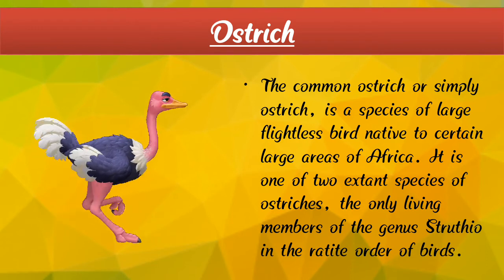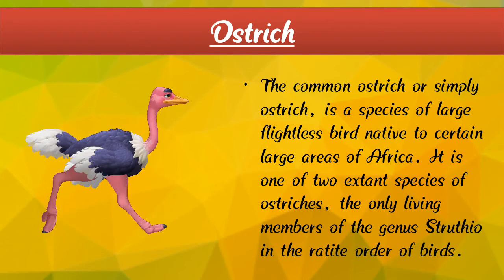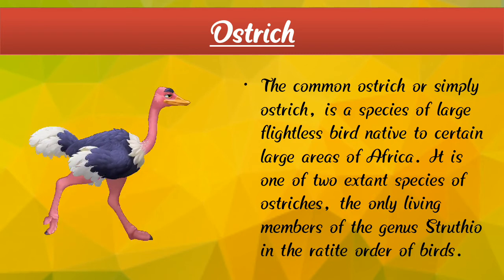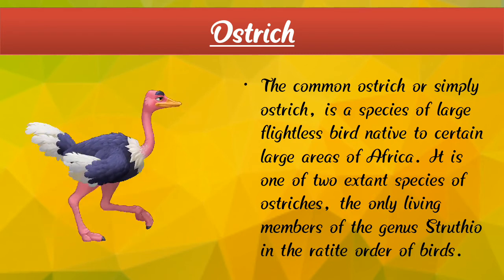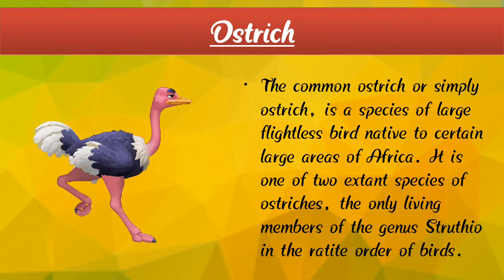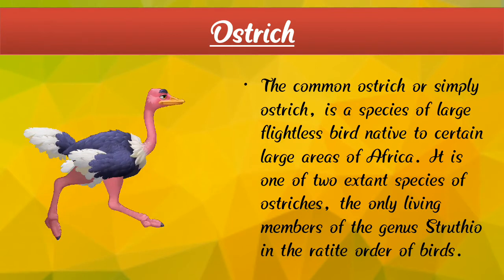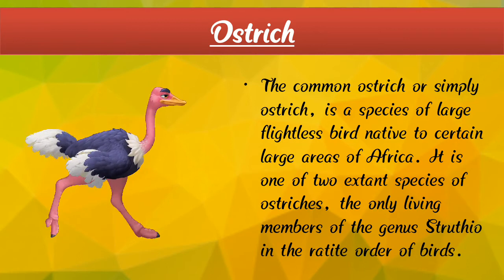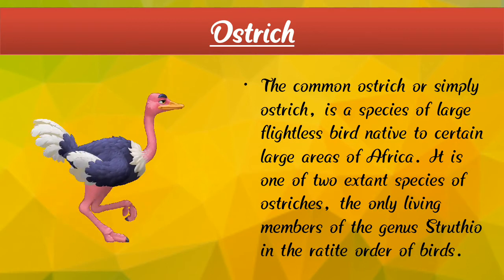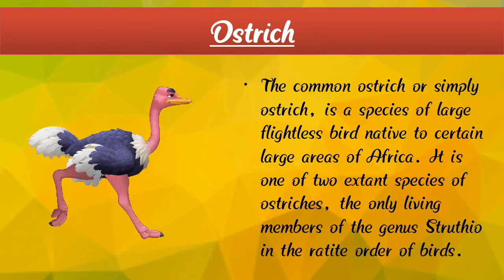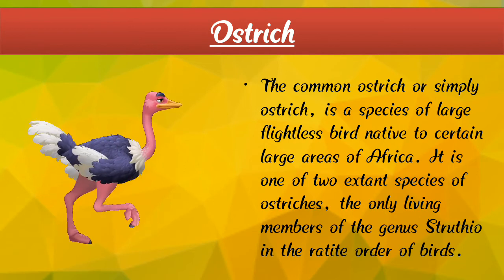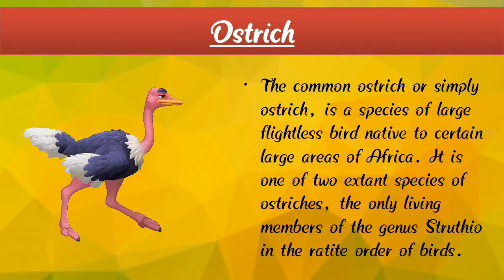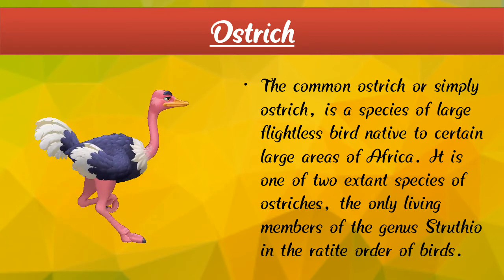Ostriches have a long neck. Male ostriches are brown and black in color, and female ostriches are brown in color. Female ostriches lay eggs on the ground. We mostly find ostriches in Africa.